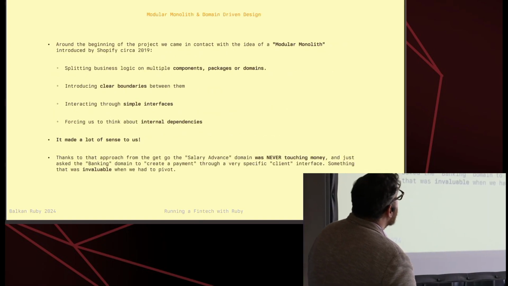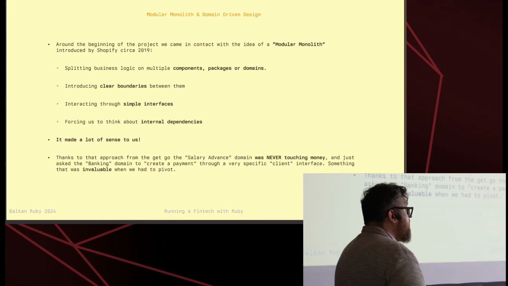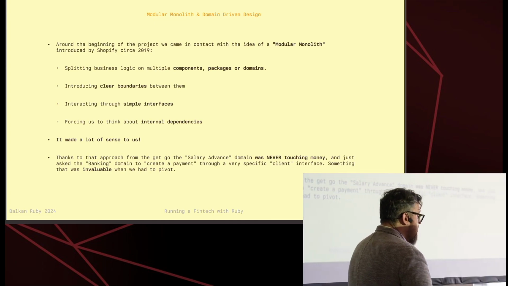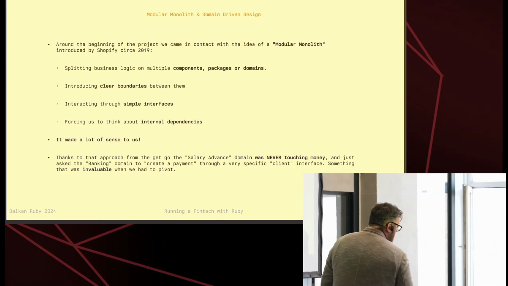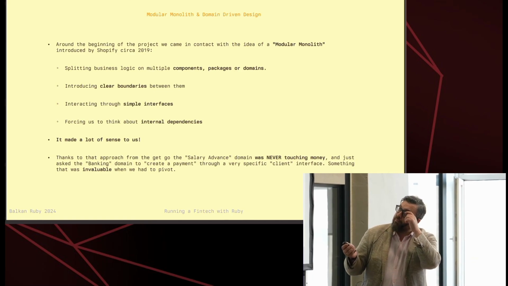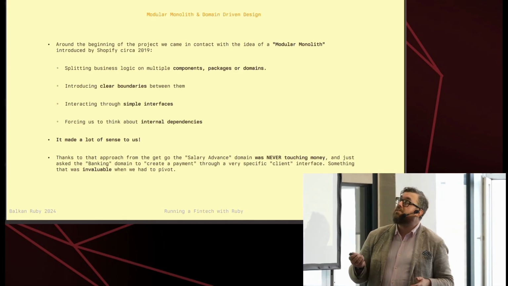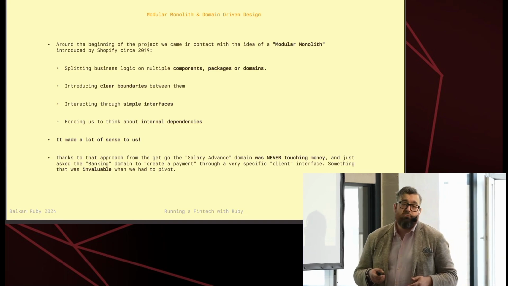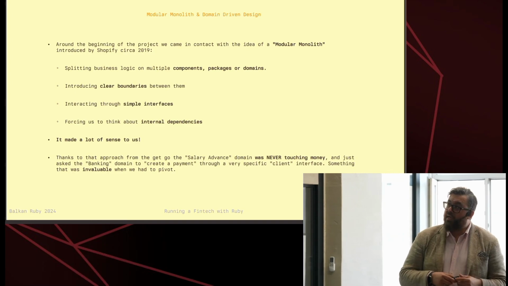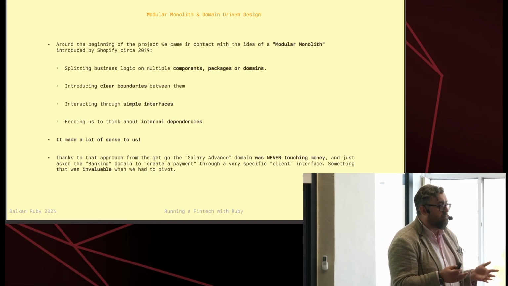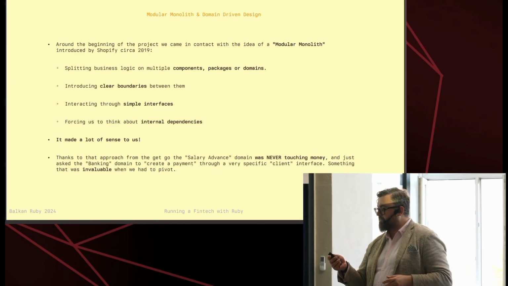So at the same time, in 2019, Shopify started publishing a series of posts about what they call a modular monolith. And what is a modular monolith? Well, first it is basically splitting the business logic into different parts. And you can call the parts components, packages, domains, whatever. They have many different names, and it depends on how Taliban you feel. You will say, no, it is domains, or no, it is components, but it's basically the same stuff.